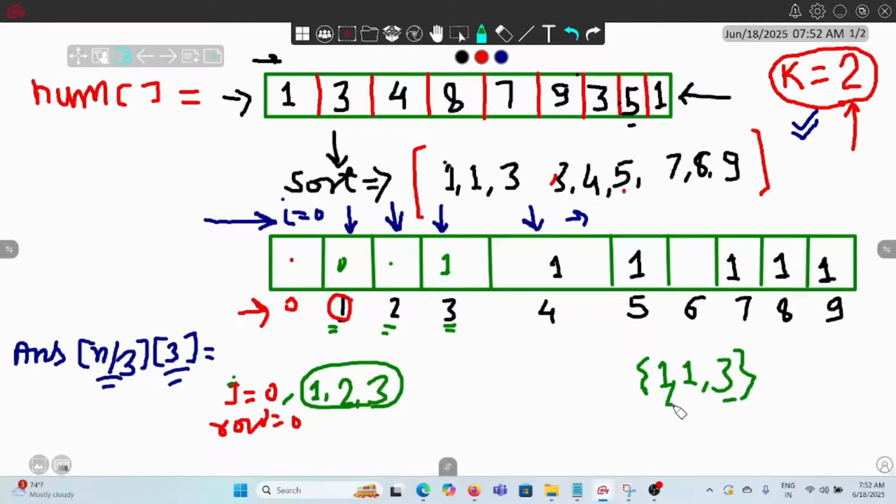and the first element difference. So 3 minus 1, it's not greater than 2, right? Equal to is fine. That means this is a legit array we have found. Now once j becomes 3, that means we found the 3 set. So j again we will set to 0, and row will increase by 1 because we got 1 row. Okay, this would be a row.